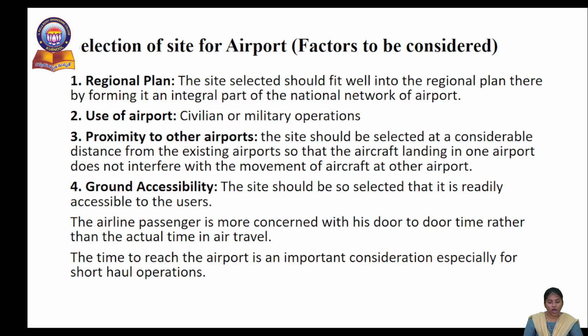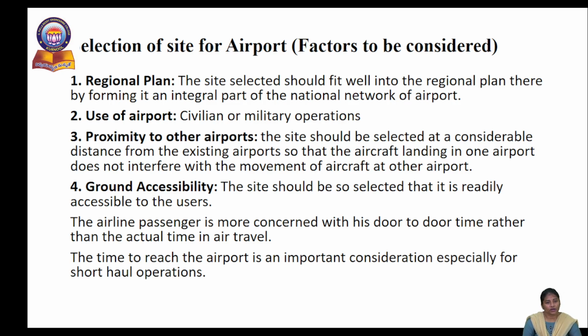Okay. So how to select a site for airport construction, and what are the factors to be considered when you are going to select a site? We have several factors here. Let us see them one by one. The first one is the regional plan. First you need to consider the regional plan of that particular area where you are going to locate your airport. Next you need to consider the use of the airport, whether it is for civilian purpose or military purpose.